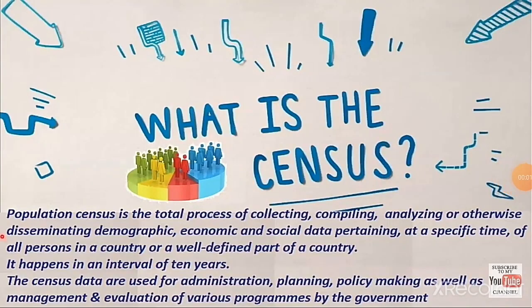How will the population be calculated? It is calculated by the method of census. What is the census? Population census is the total process of collecting, compiling, analyzing, or otherwise disseminating demographic, economic, and social data pertaining at a specific time to all persons in a country or a well-defined part of a country. The census is the process of collecting data of people in a country. It happens in an interval of 10 years. The census will be taken once every 10 years.